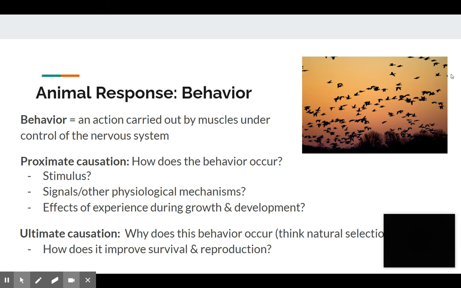And then think about ultimate causation. How might this improve their survival and reproduction? All of those are different ways to kind of understand the reason behind behaviors. We can also divide animal behaviors into 2 categories.